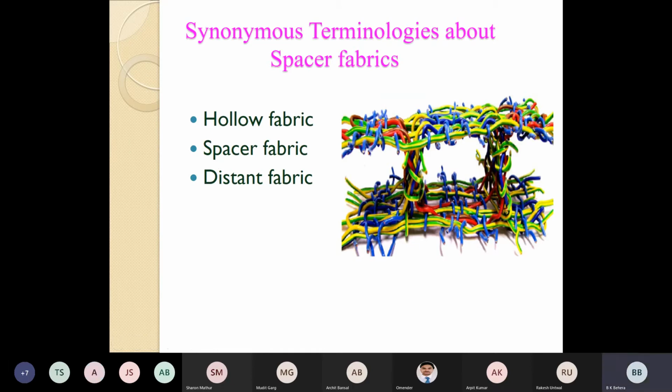You will find in literature these three terms which are synonyms: hollow fabric, spacer fabric, distant fabric. One and the same thing. Hollow fabric, I told you, because there is a hollow space. Spacer fabric, because there is a space between two layers. Distance fabric means you can change the distance between both the skins. So people use these three terms interchangeably to mean the same structure.